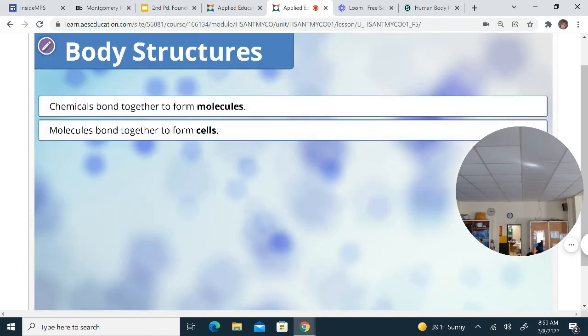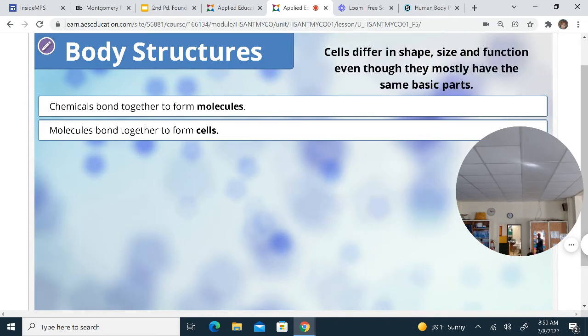As we mentioned earlier, the human body has 6 levels of structural organization. At the chemical level are molecules. Molecules bond together to form cells. Cells differ in shape, size, and function, even though they mostly have the same basic parts. No matter the shape, size, or function, cells remain the building blocks for the rest of the structures in the body.